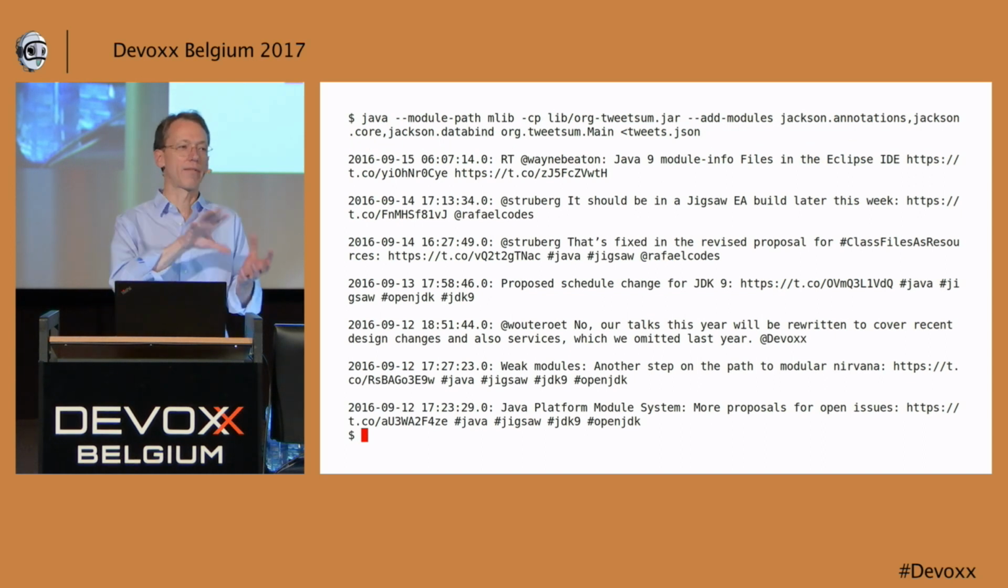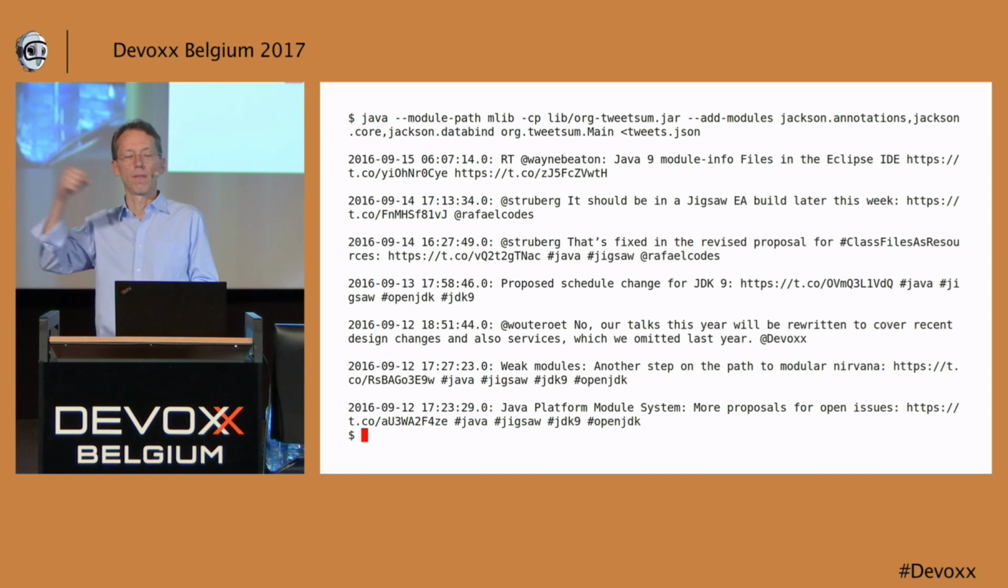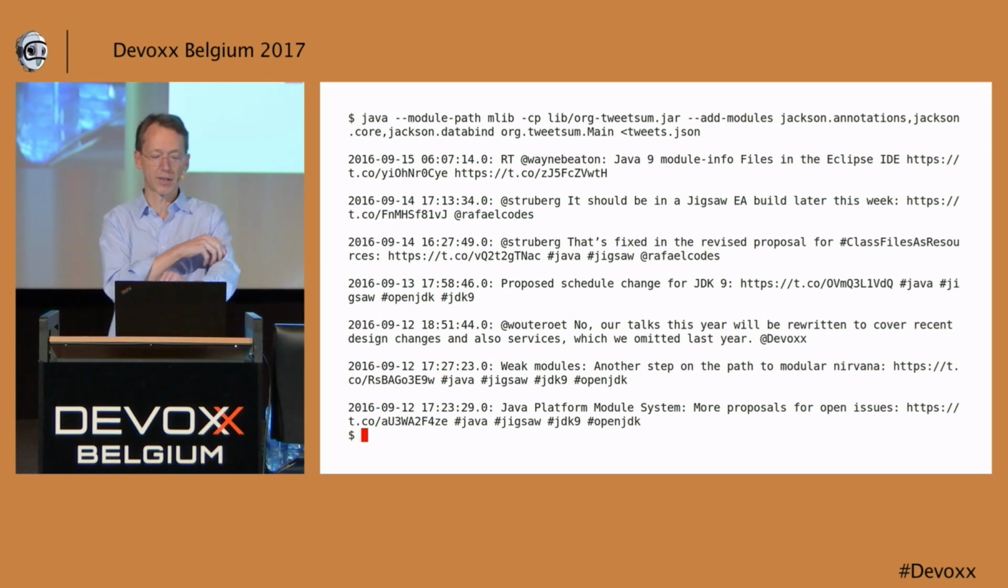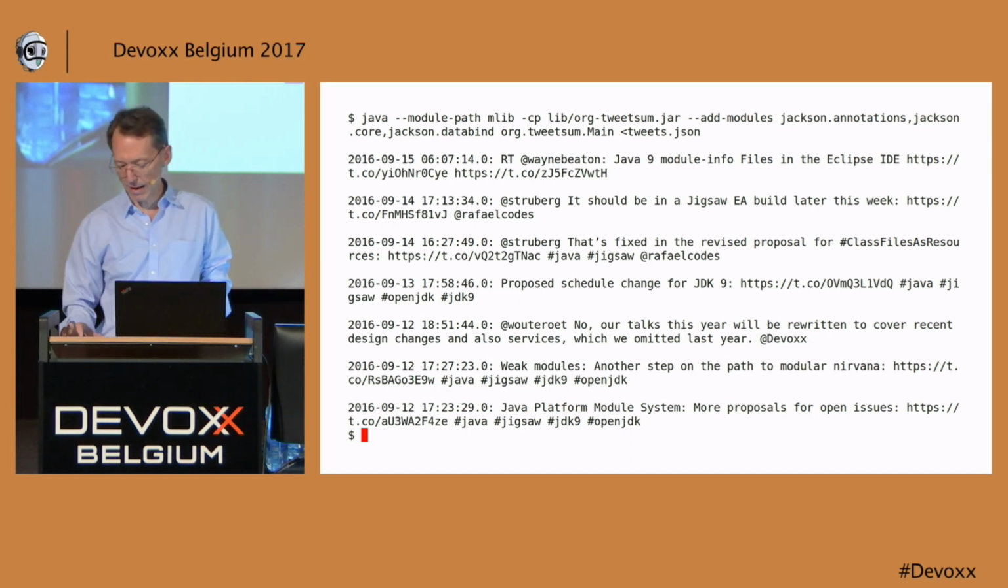Okay, so now we've got kind of the inverse of part one. The TweetSome application is just in a jar file sitting on the class path. The Jackson jar files have been properly modularized with explicit module declarations, and they're sitting on the module path.